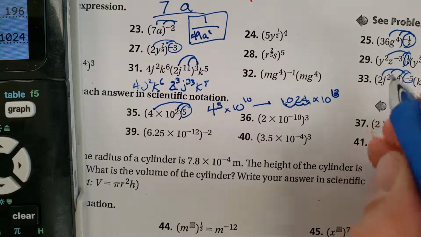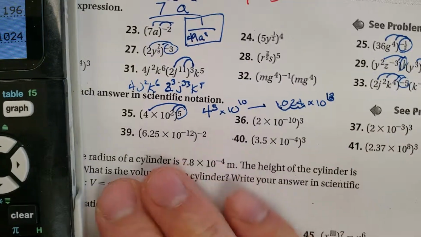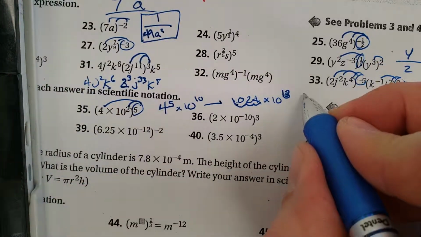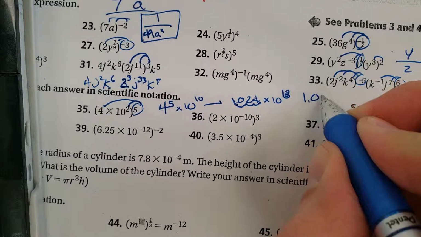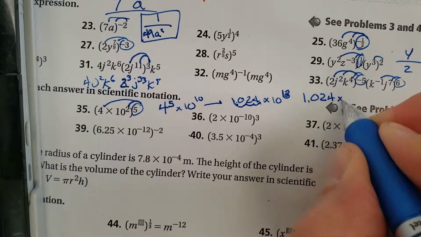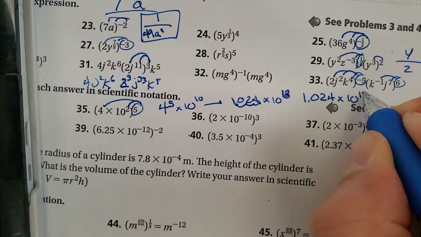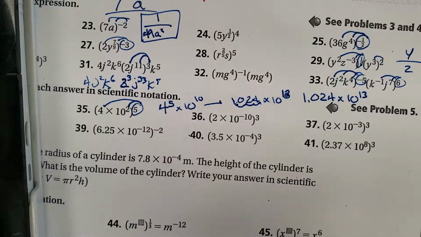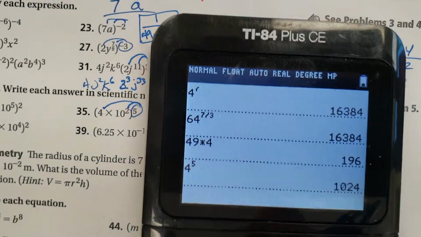So if I were to clean this up, I don't have a ton of room in here. Again, I'm writing on a photocopy. Do not write in your textbook. Thank you. If I were to clean it up, it would look something like that. Okay. Now let's double check. You can always go to your calculator and double check.